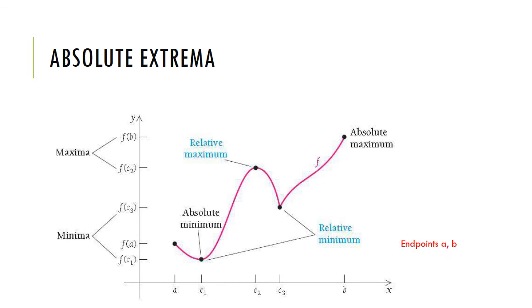A and B are the endpoints of the interval. C1, C2 and C3 are the critical values in the interval. The relative maximum and minimum are located at the critical values. If we compare the values of the function at the endpoints A and B, and the critical values C1, C2 and C3, f of C1 is the minimum value, and f of B is the maximum value in this interval. So we call f of C1 the absolute minimum, and f of B the absolute maximum. The absolute extrema may be located at more than one point if they are the same value.